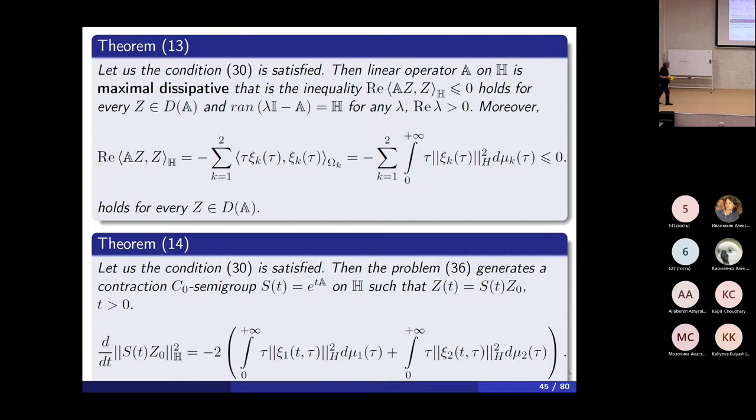And I must say that these functions Xi1 and Xi2 depend only on the kernels of the integral operators in our equation. In some way, it's a characterization of the decay of the inner energy of our system.